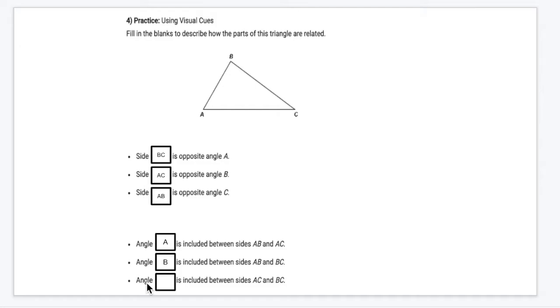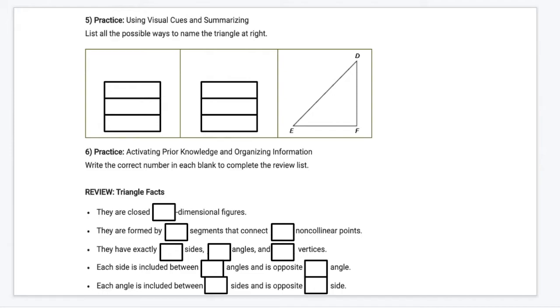And finally, we have angle blank is included between sides AC and BC. So once again, I just want to look at AC and BC, and I see that they're intersecting at this angle C right over here. Right. Let's move on to question 5.